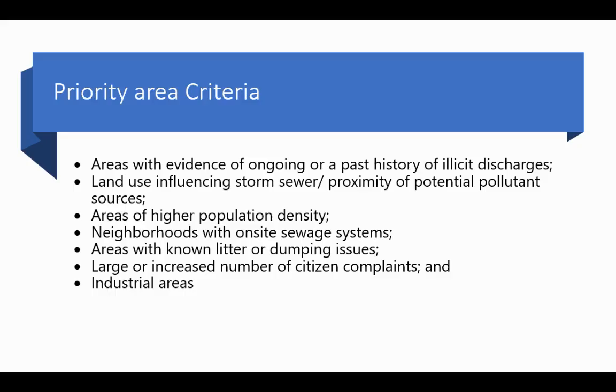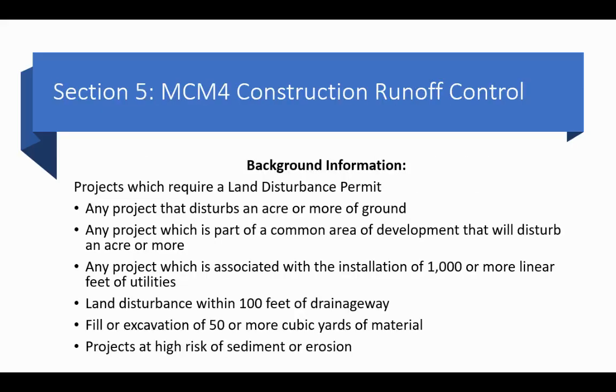First of all, areas with evidence of ongoing or past history of illicit discharges are a priority area. Areas with land use that would influence the storm sewer, or if they're very close to potential pollutant sources. If they have higher population density, neighborhoods with on-site sewer systems, that would be septic tanks. Neighborhoods with septic tanks inside the city limits are a priority area. Areas with litter or dumping issues, areas with large or increased number of citizen complaints that would be submitted through the stormwater forms that we mentioned, or industrial areas are all priority areas for illicit discharge detection and elimination.